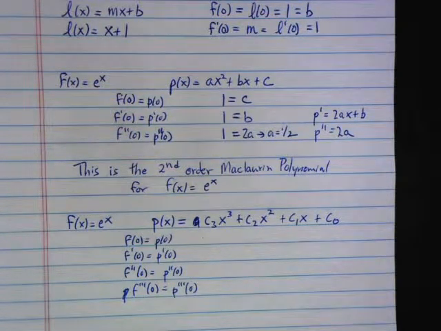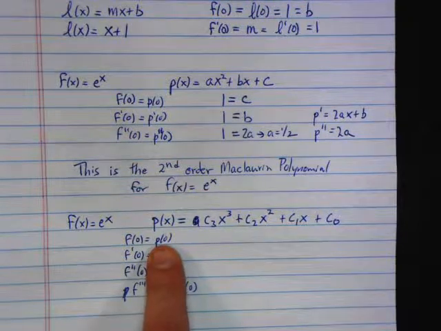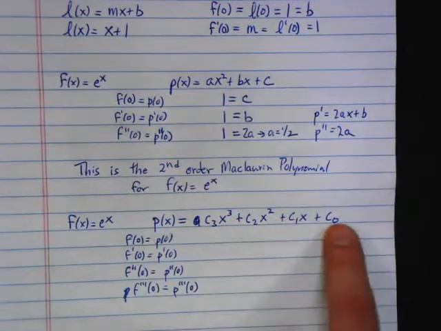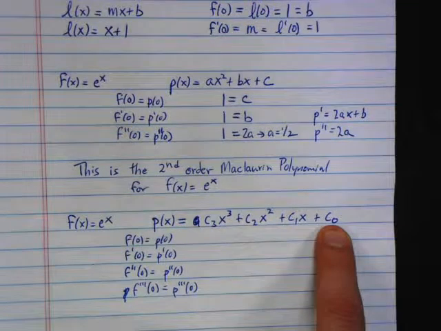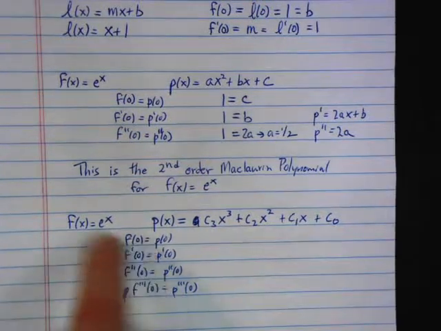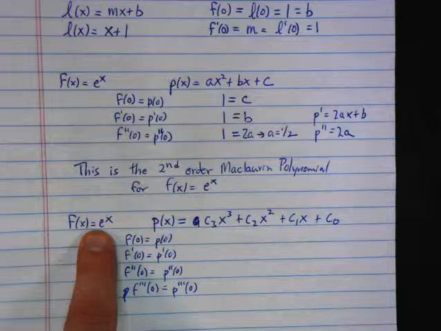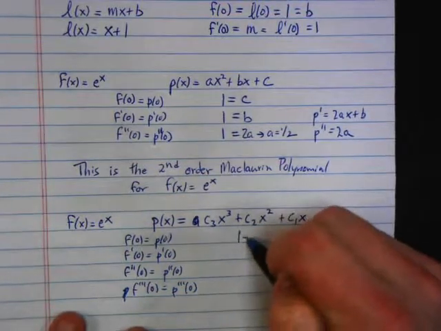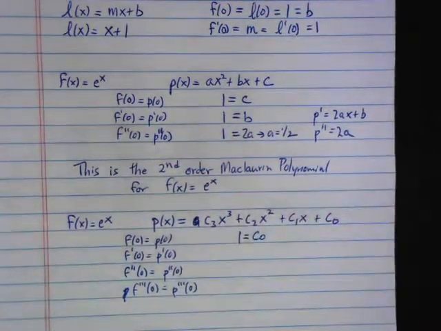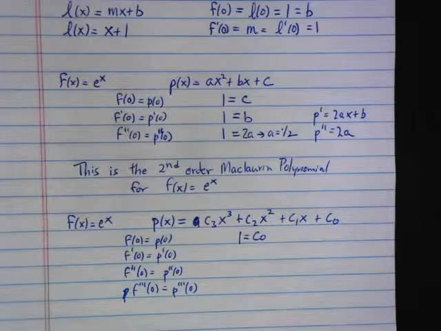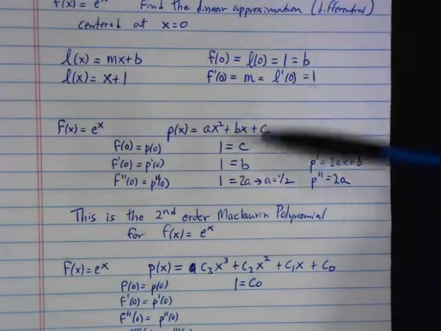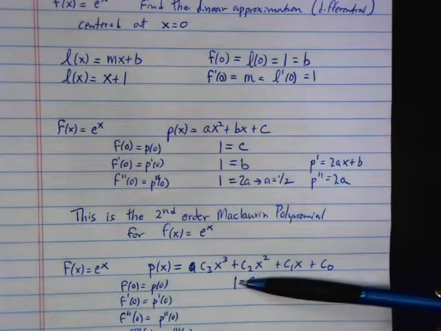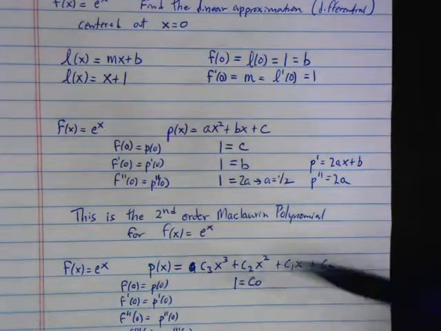All right, well, what happens when I take 0 and I plug it into this polynomial? I get C sub 0. And what happens when I take 0 and plug it into my function? 1. So 1 equals C sub 0. Seeing a pattern yet? We got 1 the first time, we got 1 the second time, we got 1 the third time. Okay?